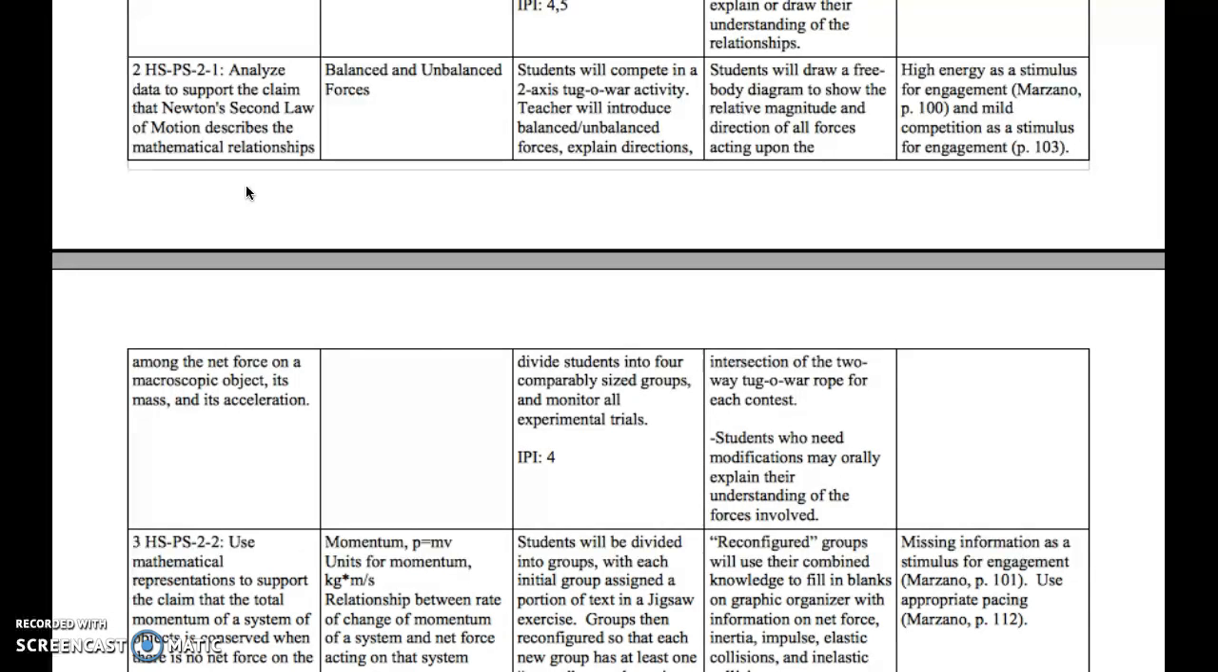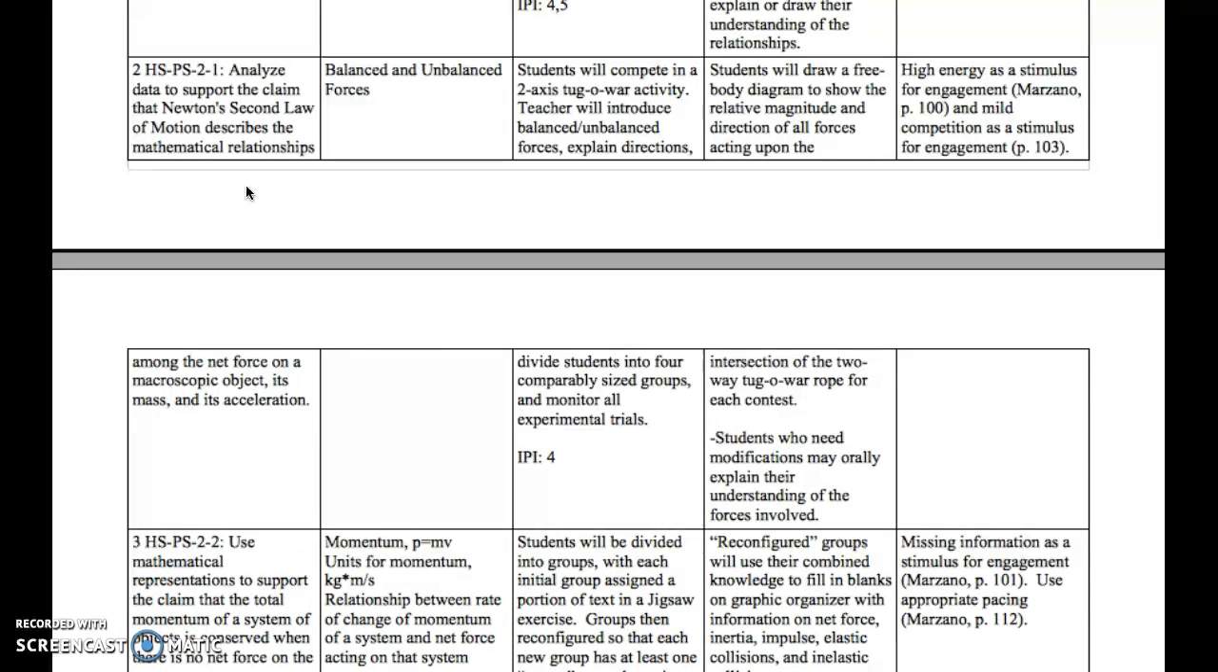And again, any students that need to orally explain it, as long as I know that they understand that there was more force pulling in the winning side, then I'm good. My rationale for this is high energy as a stimulus for engagement and mild competition. They're a very boisterous group of 15-year-olds, and I think they will really enjoy having bragging rights on whoever gets to win in this little tug of war competition.